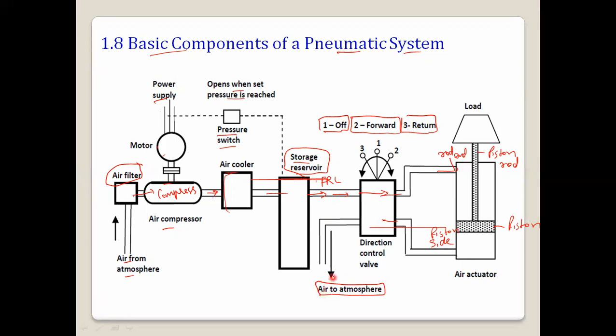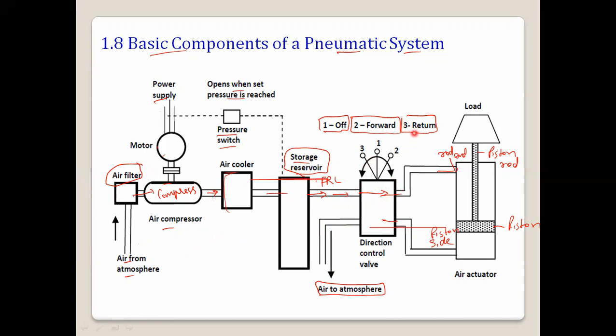In the hydraulic system, what was happening? Oil was going to the tank, so it was in circulation. But here, what is happening? Air we are taking from the atmosphere, and again the air, after doing the work, is released to the atmosphere.